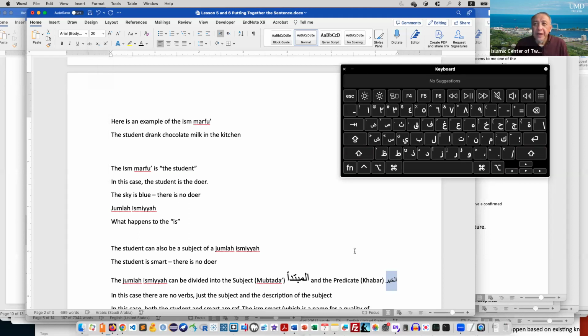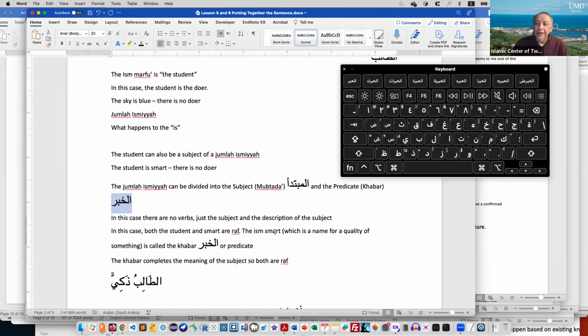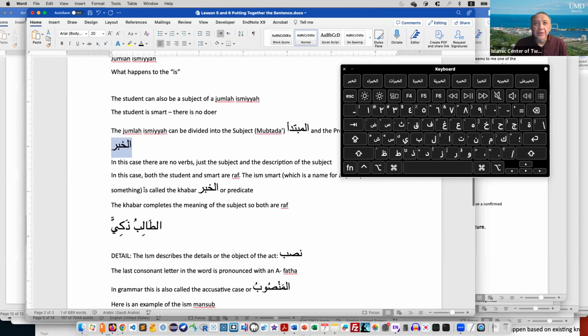Now, what you'll find out is that the khabar of the mubtada, in other words, the word that describes the quality of the mubtada and completes its meaning, and the mubtada are both in the rafa case. They're both isim marfu. So here's an example: the student is smart. Al-talibu zakiyun. Okay, so that's the student is smart. And remember, there is no 'is'. Literally, that's what it means.